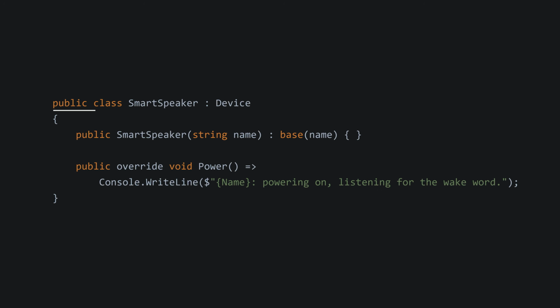Prove it. A fourth device, smart speaker, the exact one that broke the old if chain. It inherits from device, overrides power, and that is the entire change. The method that calls power, the one from block 1, is not opened, not edited, not even recompiled by hand. It already knew how to call power on a device. It just did not know smart speaker existed yet, and it did not need to.